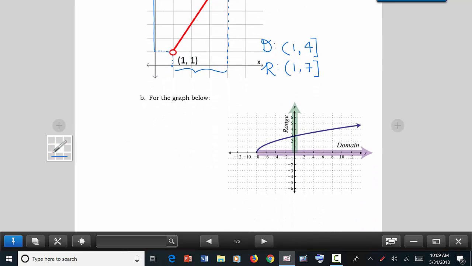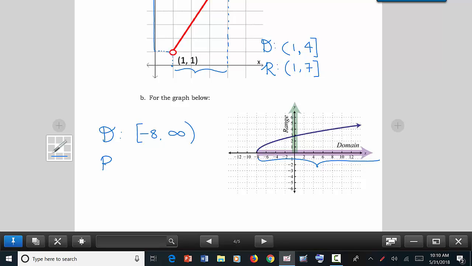Now here, the domain, it is extending this way. Starting at negative 8, it is included. That's why close bracket. It's going all the way to infinity. Infinity is not a real number. That's why we put the parentheses.